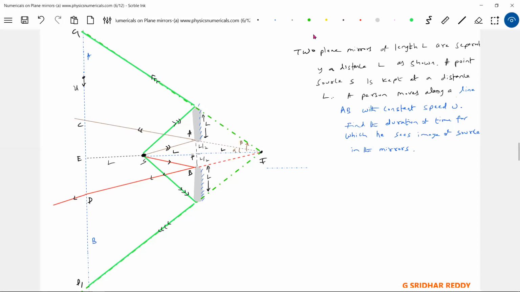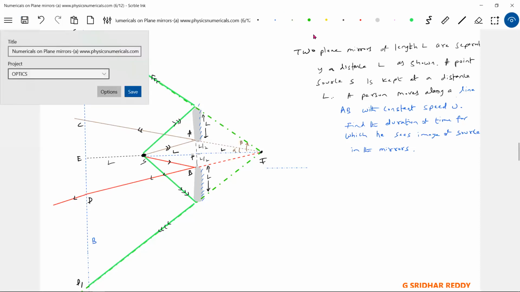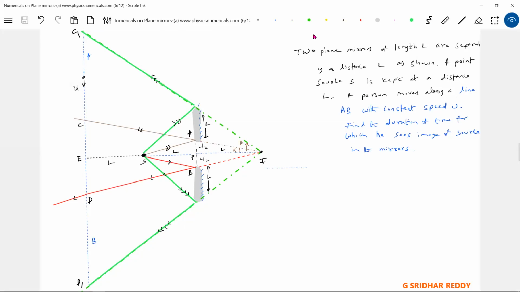Okay, now so it was a diagram. So finally, I'm able to get a better diagram. So he's asking this distance C1D1, for what time the person will see the image of the source. So what is the field of view? This is the field of view. This is the field of view. This is the field of view. So we have to calculate C1C and DD1.